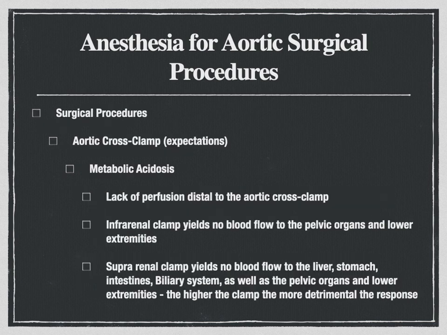Metabolic acidosis. You're placing this cross clamp, you're completely obliterating flow, so the lack of perfusion distal to the aortic cross clamp will cause an increase in your acidity. The infrarenal clamp yields no blood flow to the pelvic organs and lower extremities. Suprarenal clamps yield no blood flow to the aforementioned, as well as the liver, stomach, intestines, and the biliary system. The higher the clamp, the more detrimental the response.